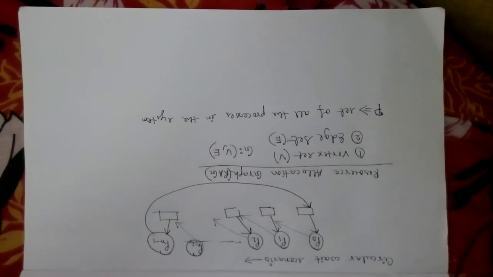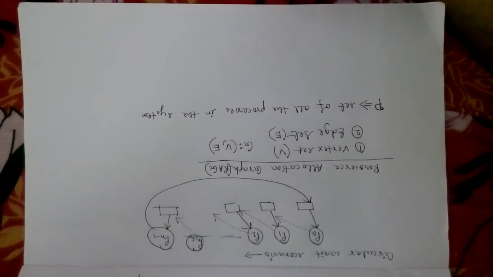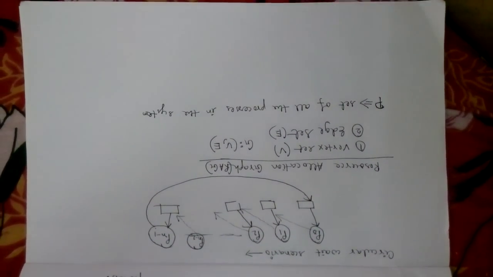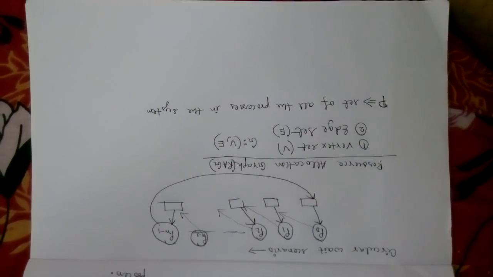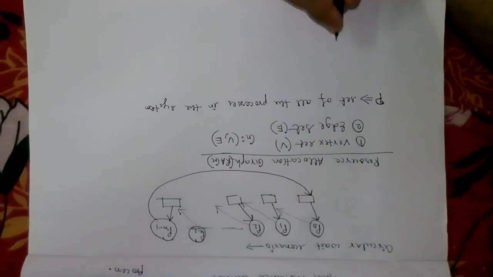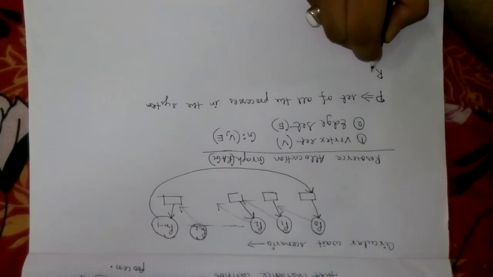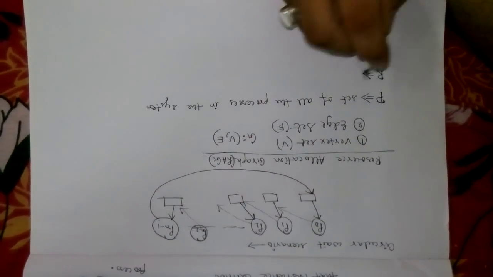So all the processes which are basically existing in our system, the set of all those processes is denoted by the letter P. Okay. Now what is denoted by the term R, capital R?